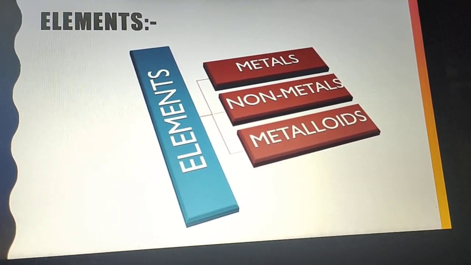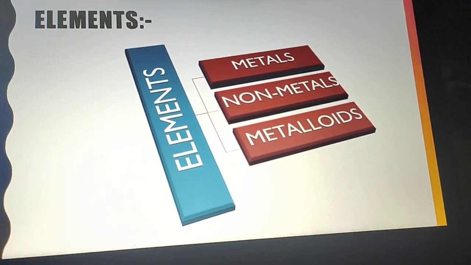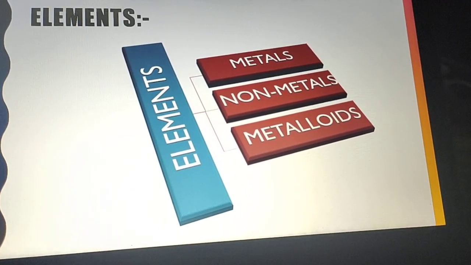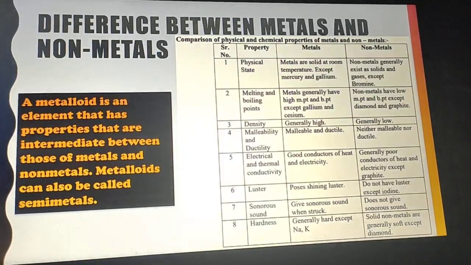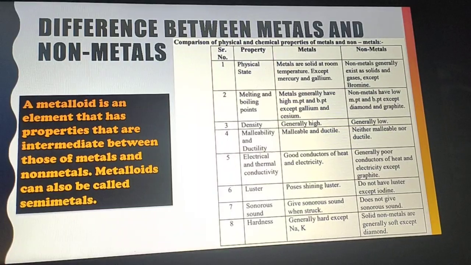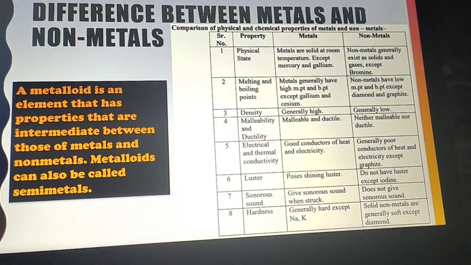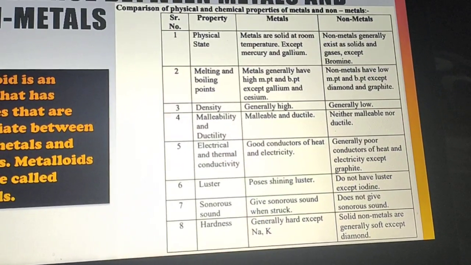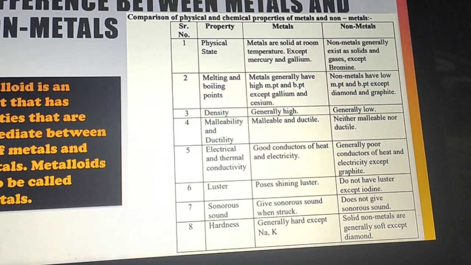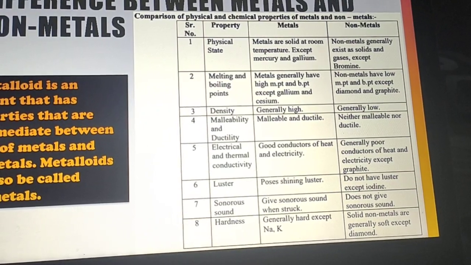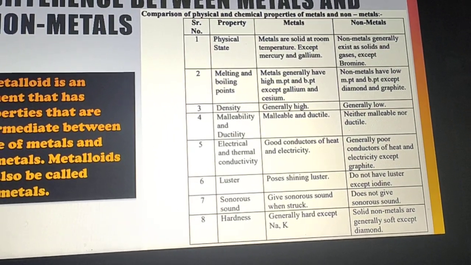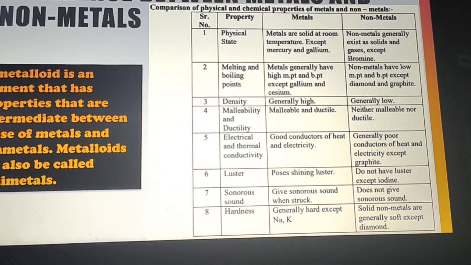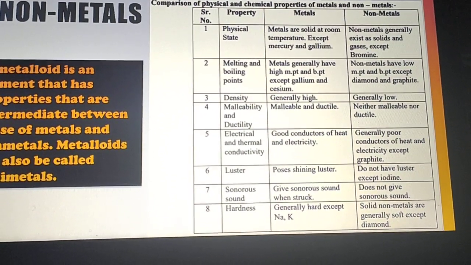Now we come to the elements. As you know very well, elements are of three types: metals, non-metals and metalloids. Now here is the difference between metals and non-metals. You studied this difference long ago in your 8th class. The difference is about physical properties. Metals are solid at room temperature except mercury and gallium. So these are the exceptions. Non-metals generally exist as solids and gases except bromine.